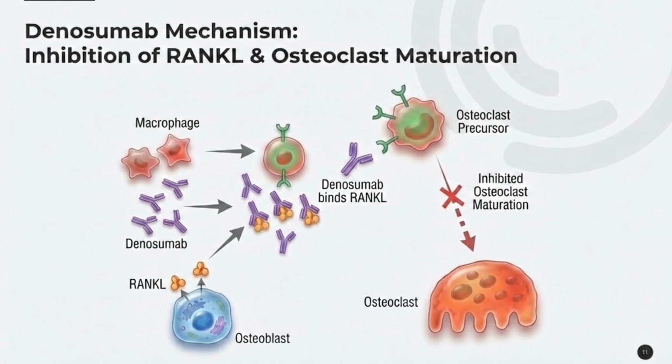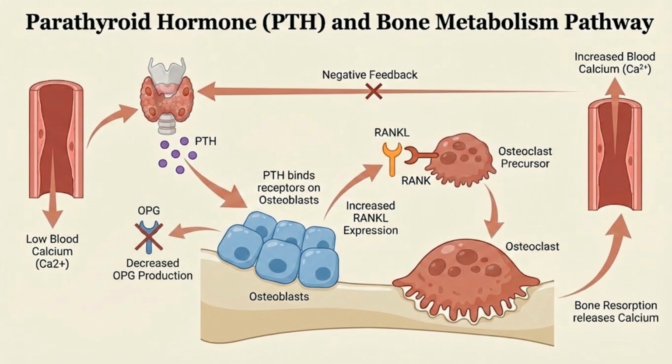Similar to OPG, Denosumab works by binding to RANK ligand, preventing it from activating the RANK on osteoclast precursors, thereby inhibiting osteoclast maturation. Denosumab is an FDA-approved antibody for the treatment of osteoporosis. Another key player in bone metabolism is parathyroid hormone. In the parathyroid hormone and bone metabolism pathway, low blood calcium triggers PTH release. Continuous PTH increases RANK ligand expression and decreases OPG production. This promotes osteoclast activity, leading to bone resorption and increased blood calcium.